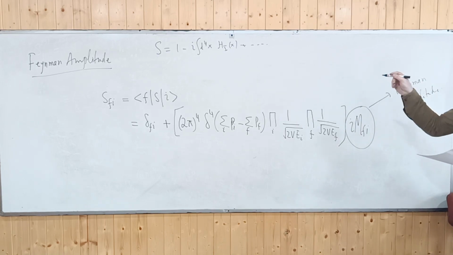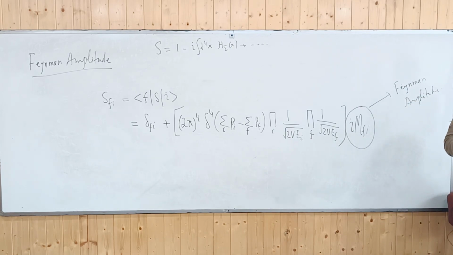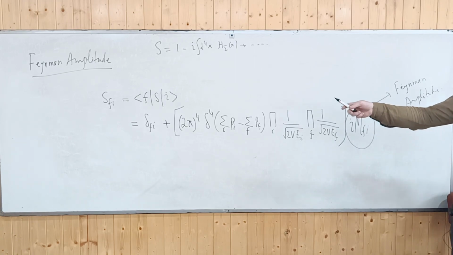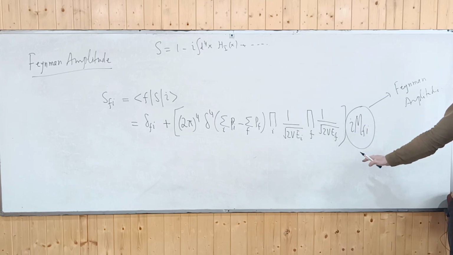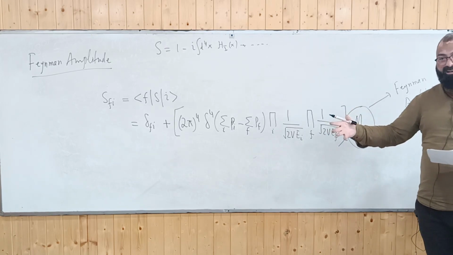So let's look at what we have done in our process. Clear? So that means a scattering matrix element, I can always put in terms of what? The Feynman amplitude. It means if I know the Feynman amplitude of a process, I know the scattering matrix element.